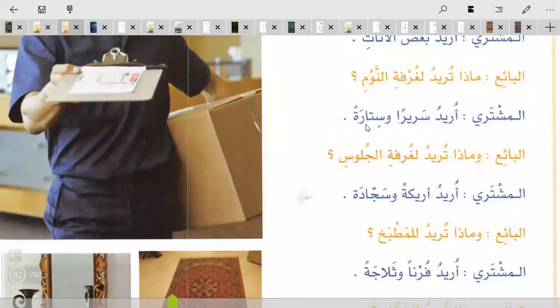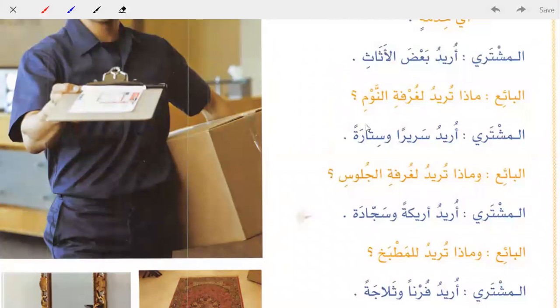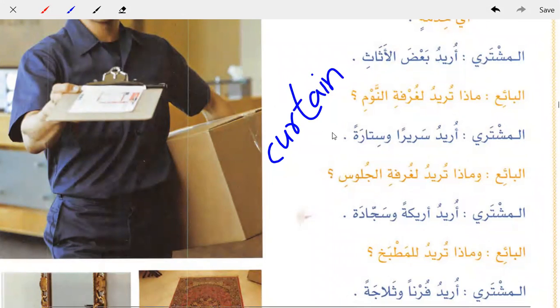Curtain. I don't know this word. Sitaratan. Curtain. Wasitaratan. And curtains. Is it just one curtain or a pair of curtains? Just curtain. Okay. One curtain, you can say. Oh, okay. Thank you.